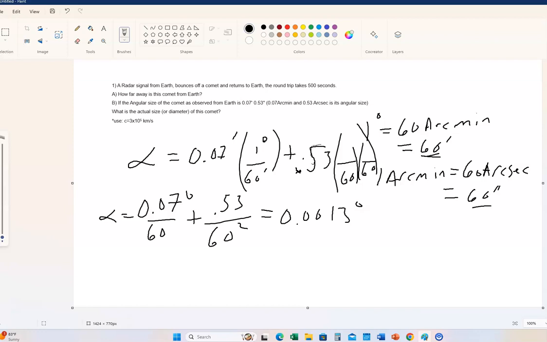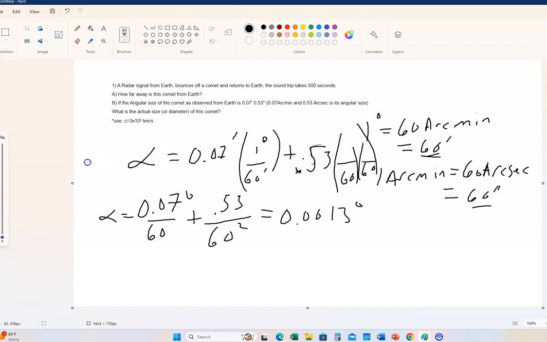This conversion, you always do it this way, whether the angle is in degrees, arc minutes, and arc seconds. Sometimes they're just in arc minutes or just in arc seconds, and you just use these conversions. That's all that is. So we're going to take this 0.0013 and use it to figure out the actual size of the comet.